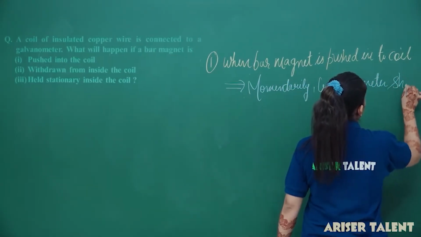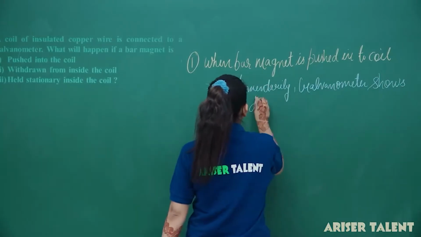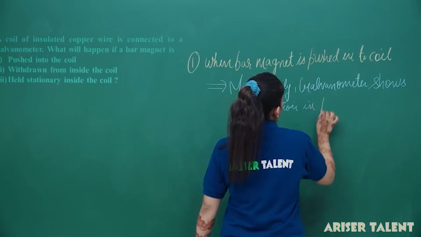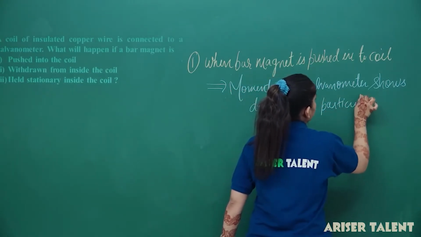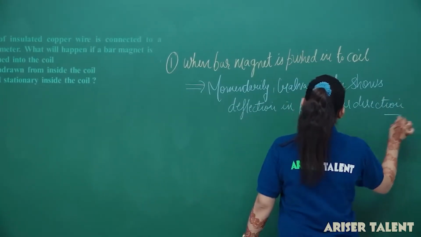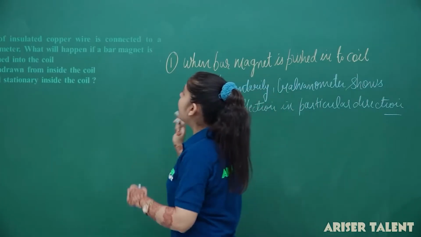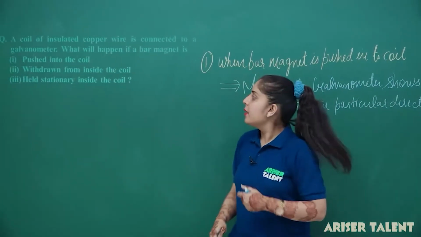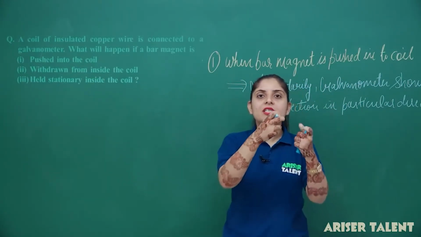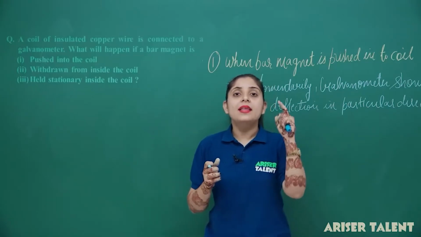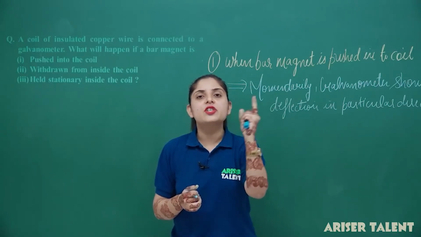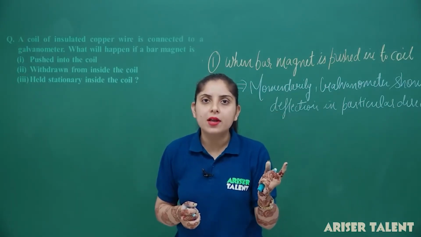Galvanometer shows deflection in a particular direction. Now, this is when the bar magnet is pushed into the coil. Now, what is the second case saying? Withdrawn from inside the coil. You are just withdrawing the bar magnet from the coil. Then again the galvanometer is going to show you a bit of deflection, and that deflection will be in the opposite direction to that of the previous case.